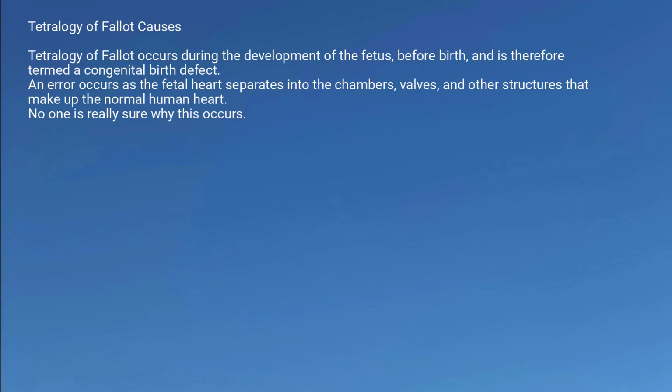Tetralogy of Fallot causes. Tetralogy of Fallot occurs during the development of the fetus, before birth, and is therefore termed a congenital birth defect. An error occurs as the fetal heart separates into the chambers, valves, and other structures that make up the normal human heart. No one is really sure why this occurs.